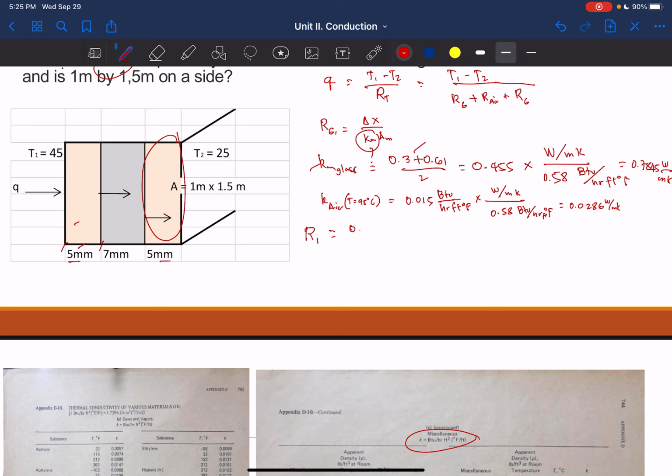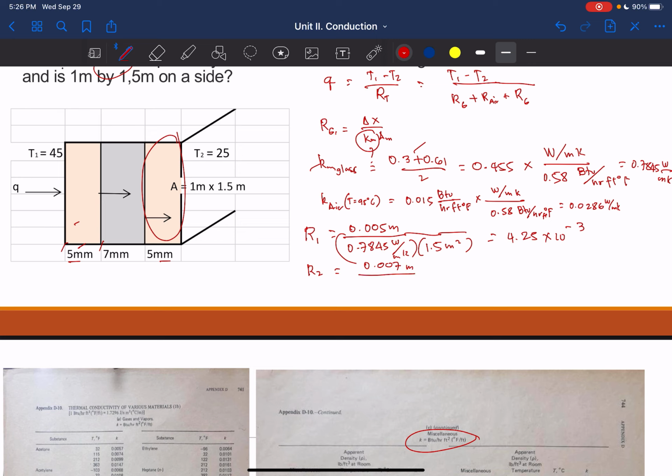R1 would be the thickness, or the delta X is 0.005 meters. It's 5 millimeter thick, divided by the K, 0.7845 watt per meter Kelvin, times the mean area of 1.5. 1 times 1.5, 1.5 meters squared. So you get your resistance to be around 4.25 times 10 negative 3. For your R2, which is for the air, it's 0.007 meters.